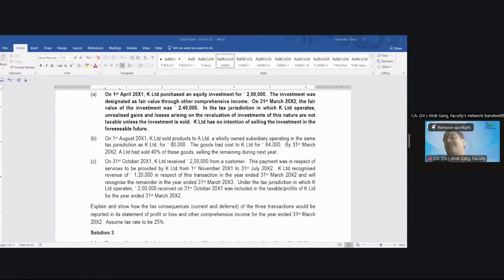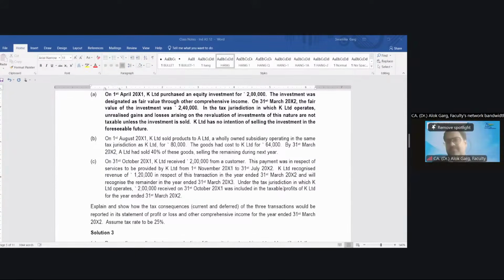Tax department will say it is not 64,000, it is 80,000. Your value of the inventory is 80,000, right? So tax department will say, since you have sold this inventory to the subsidiary, the value of the inventory is 80,000. So your unsold inventory has to be 80,000 multiplied by 60%, 48,000, right?